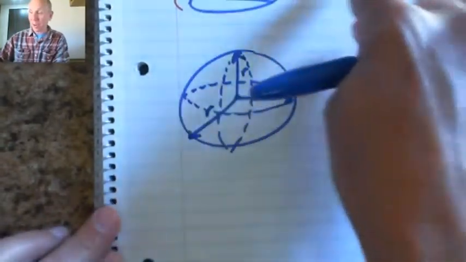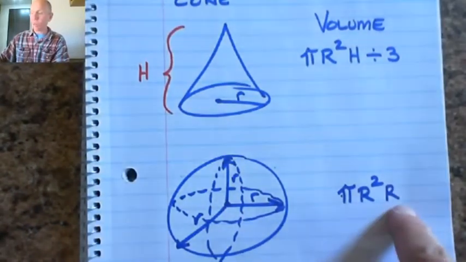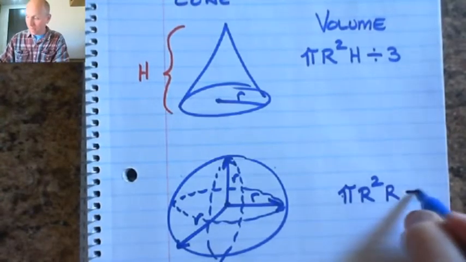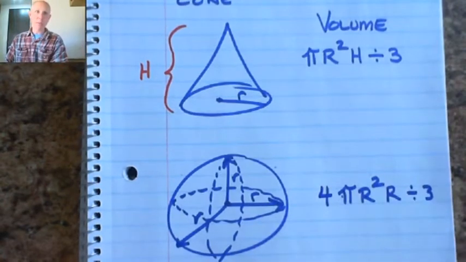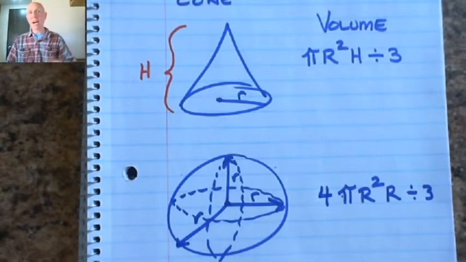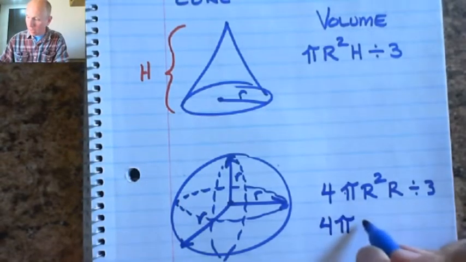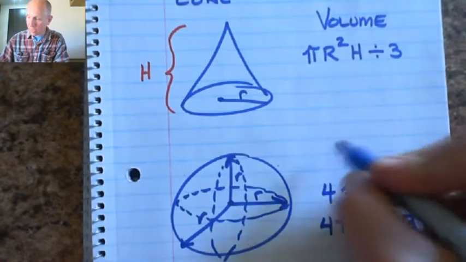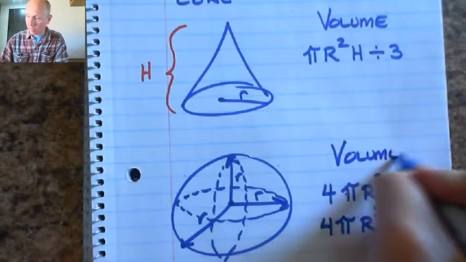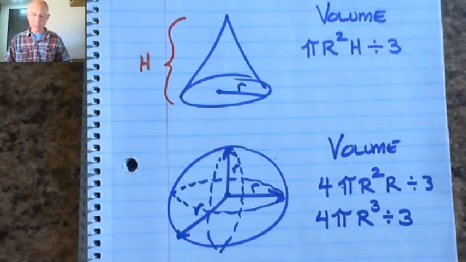So it's like the cone, pi r squared h, but instead of an h, I have another r. So pi r squared r divided by 3. It's like it's the cone, but times 4. This is actually 4 pi r cubed divided by 3. And that's your volume of your sphere: 4 pi r to the third divided by 3.